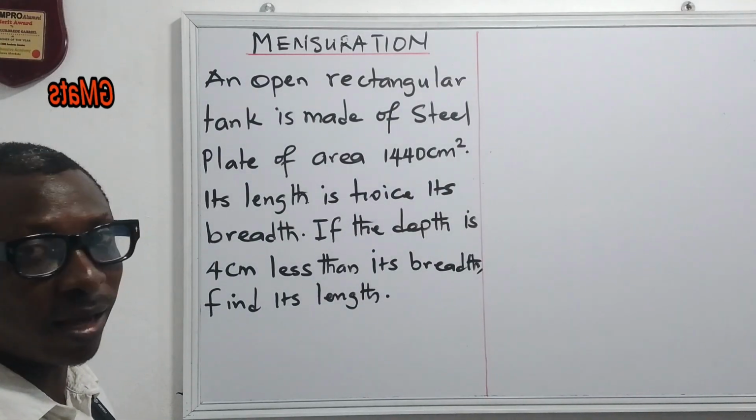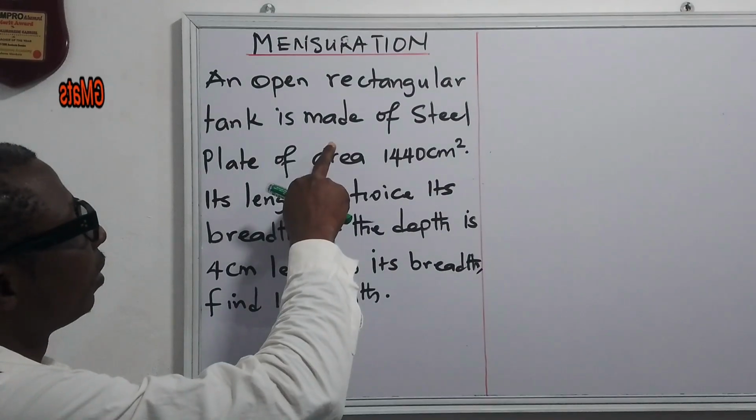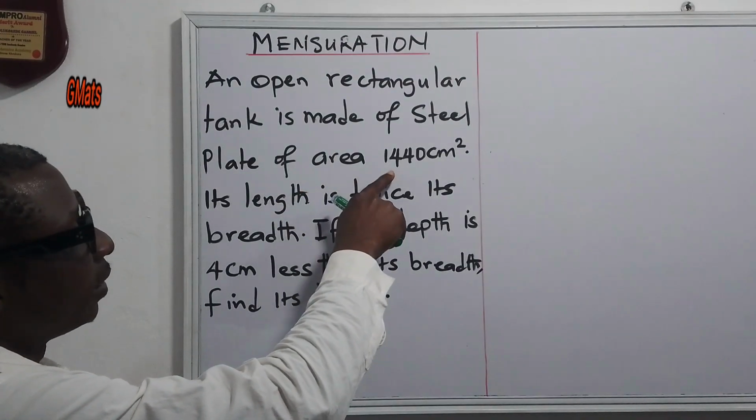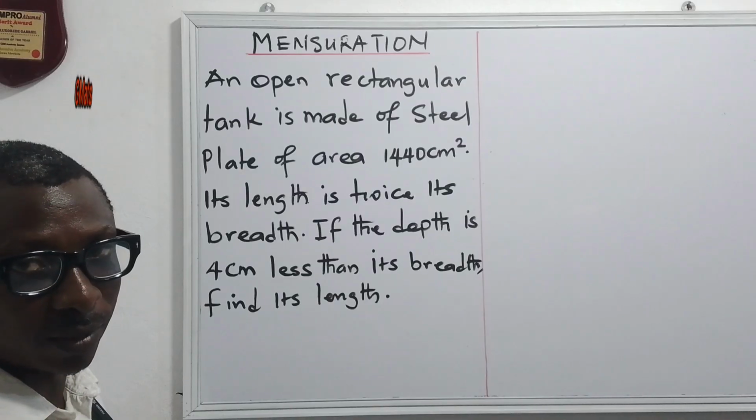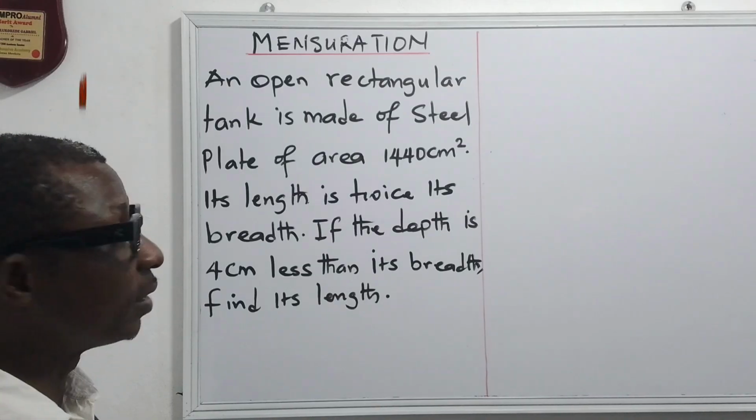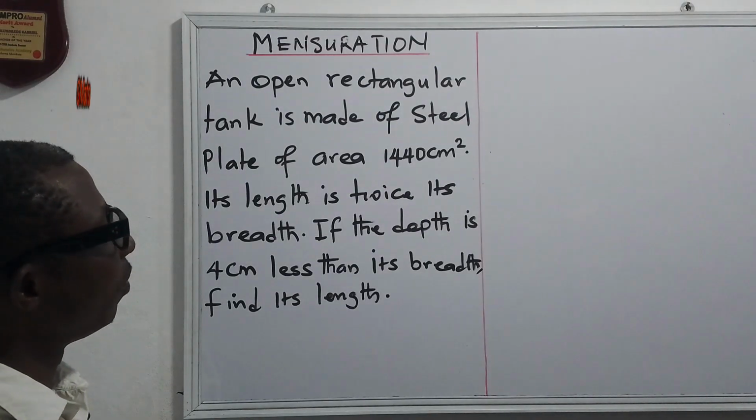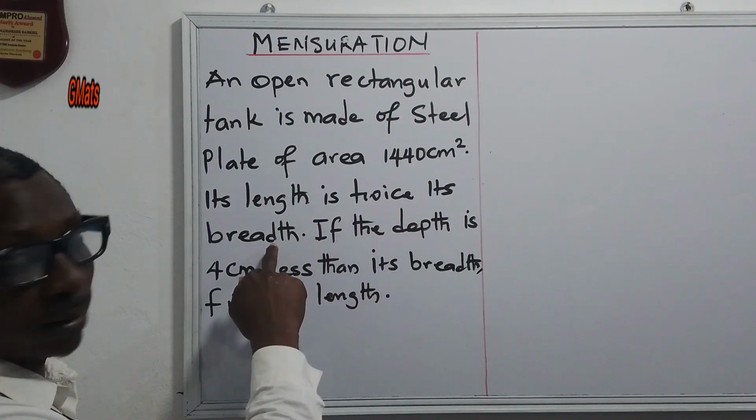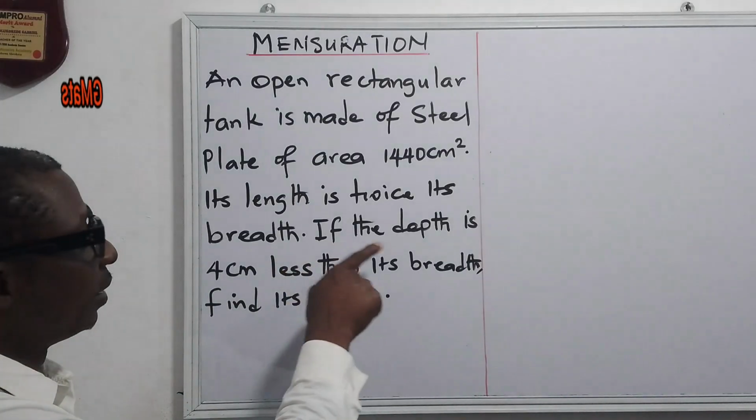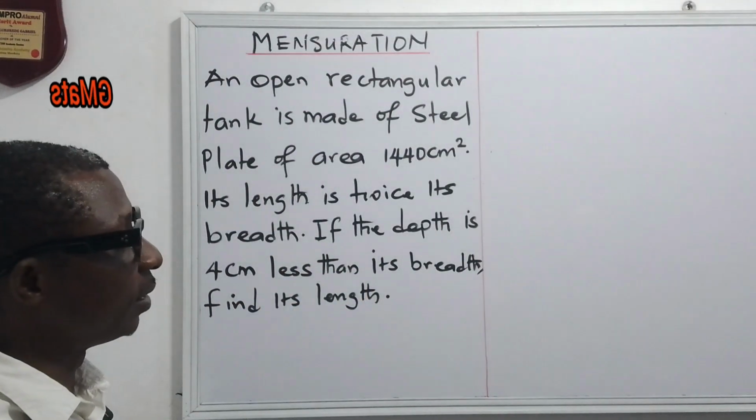All right, so we have a rectangular plate, and the area is 1440 centimeters square. So we need to take note of that. And that plate now is used to make a tank, whose length is twice the breadth, and the depth is 4 centimeters less than its breadth.